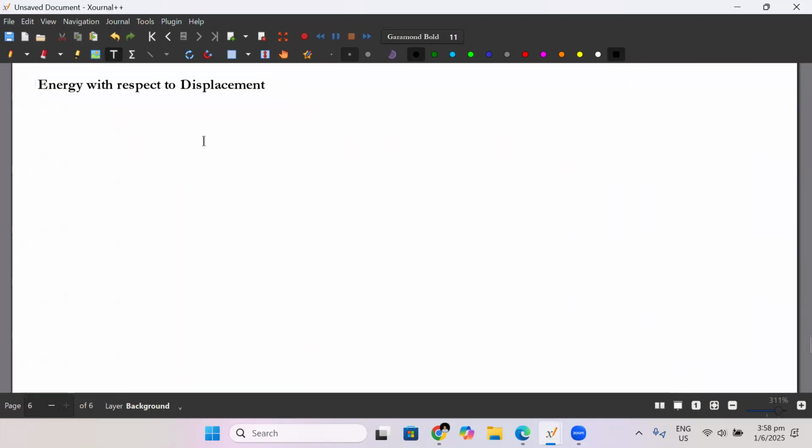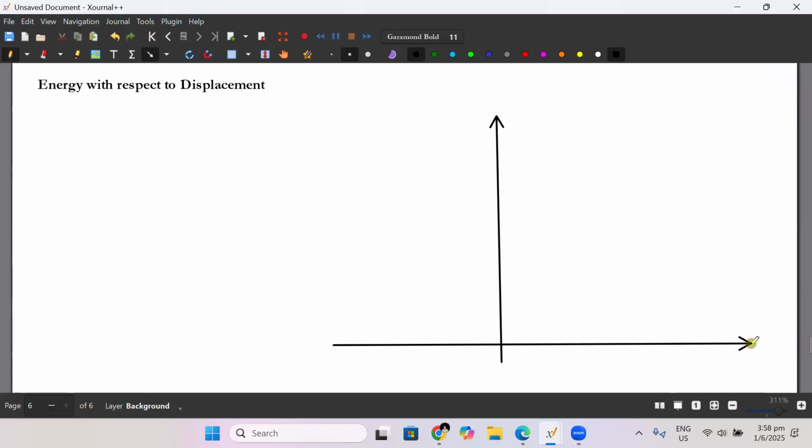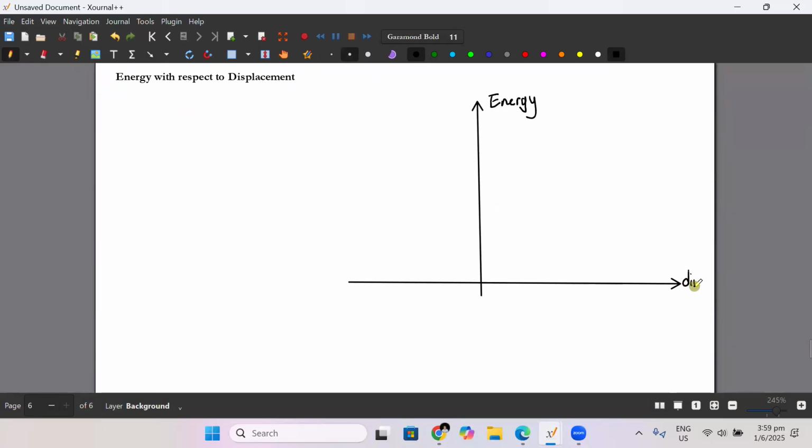Okay, and this graph is very different from the other one. We'll draw this. So let's draw energy and then displacement. I will show you the formulas first. Actually, you know what? No, let me show you the intuition first. I think the intuition will help you a lot.